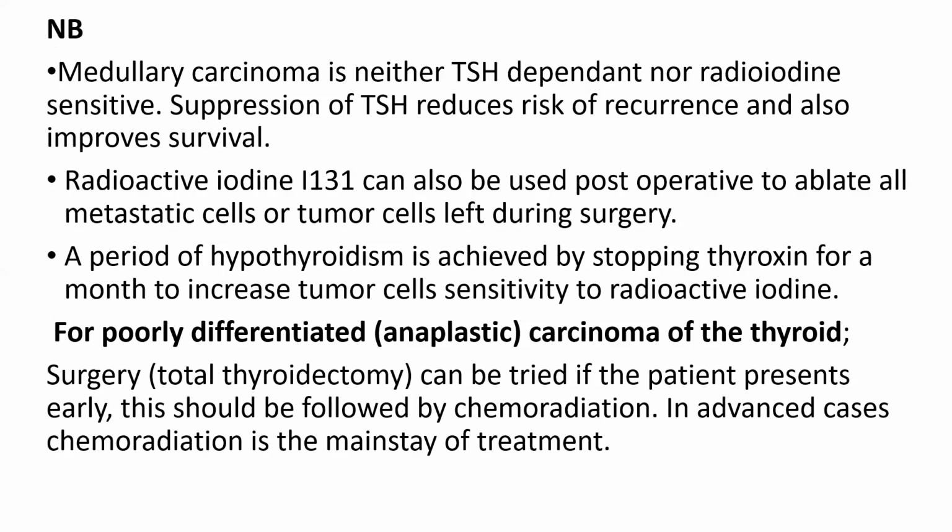Likewise, radioactive iodine 131 can also be used postoperatively to ablate all the metastatic cells or tumor cells left during surgery. And also, a period of hypothyroidism is achieved by stopping thyroxine for a month to increase the tumor cell sensitivity to radioactive iodine. For those with poorly differentiated, or what we call anaplastic carcinoma of the thyroid, surgery or total thyroidectomy can be tried if the patient is present with localized disease. This should be followed by chemoradiation. In advanced cases, chemoradiation is the mainstay treatment. Yeah?